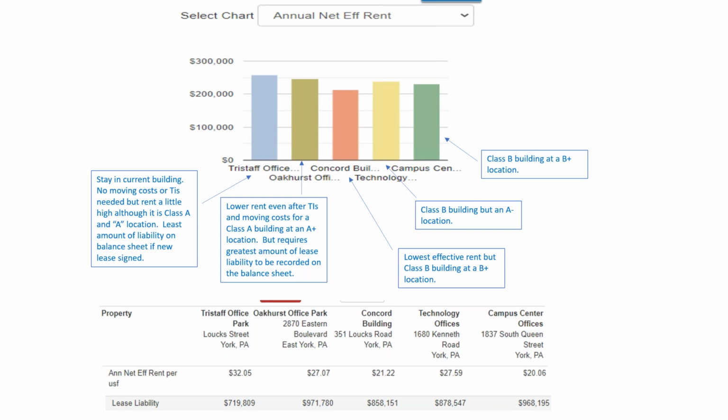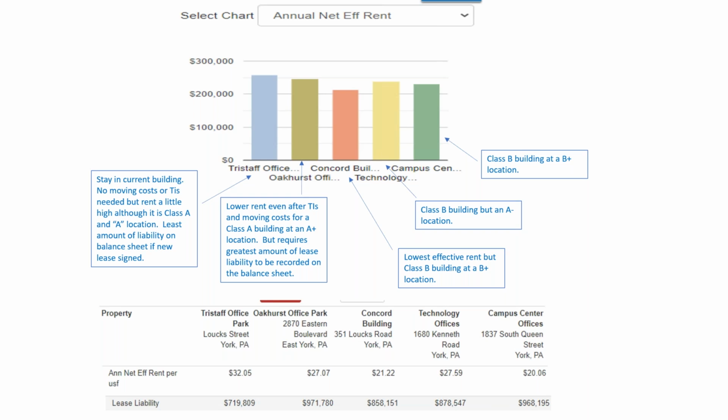So this is a chart that you would get for each of those. There's several different charts you could choose from, but the chart selected here is your annual net effective rent. And you see what that is. Like I said, the Concord building had the lowest effective rent. And I made some notes here. Again, this was kind of based on an actual example.